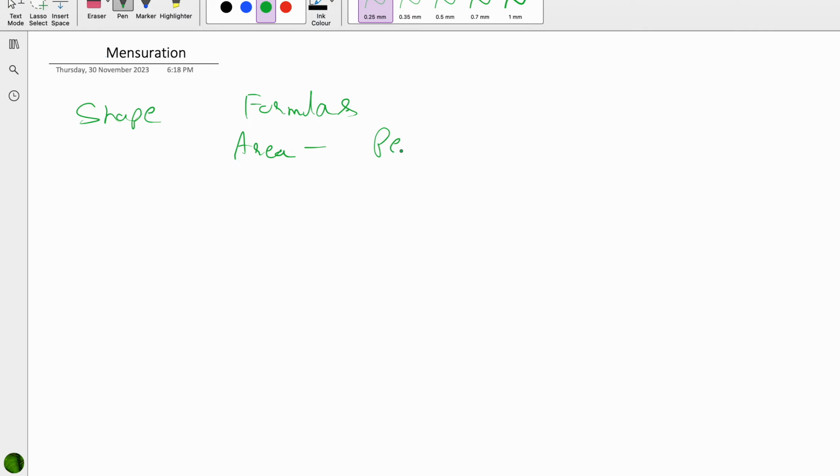Area and perimeter. Area is the covered region, perimeter is the length of the boundary. For example, if we talk about this shape and I call it a square, the formula of area is length square and perimeter is 4L. You add all four sides.